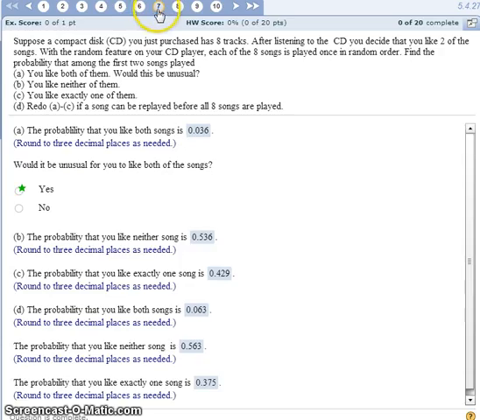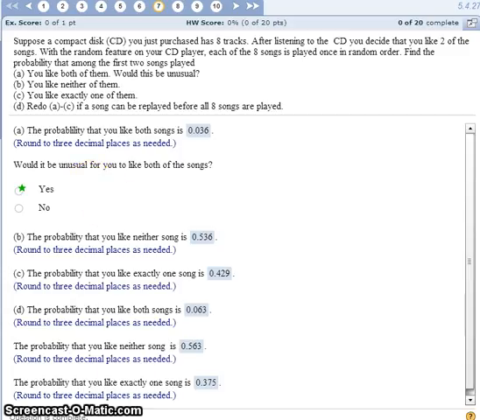and the rest of the time we'll have them both working. For number 7, you've bought a CD with 8 tracks on it, but unfortunately you only like 2 of the songs. So if we play this CD on random, it's going to pick each song one time in a random order. Find the probability that out of the first 2 songs played, you like both of them.